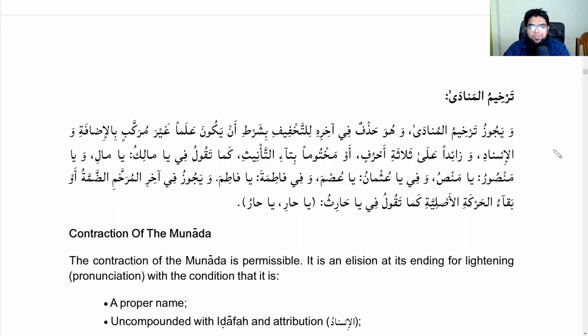Tarkheem al-Munada. Next we are talking about Tarkheem. ويجوز ترخيم المنادى. What is ترخيم? وهو حذف في آخره للتخفيف بشرط أن يكون علما غير مركب بالإضافة والإسناد.